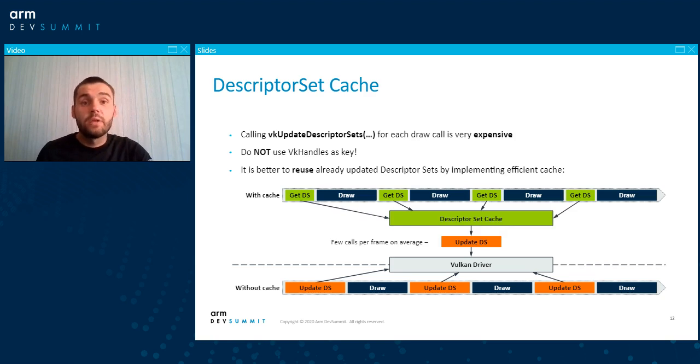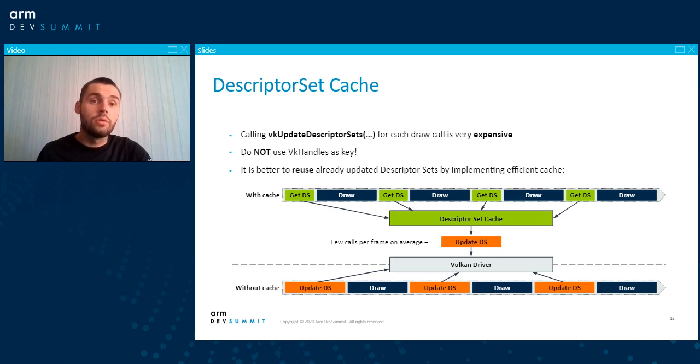It is much better to implement a DescriptorSet cache and reuse already updated descriptor sets. With an efficient implementation, there will be only a few updates per frame on average. This helps to significantly reduce CPU usage, especially on mobile platforms.